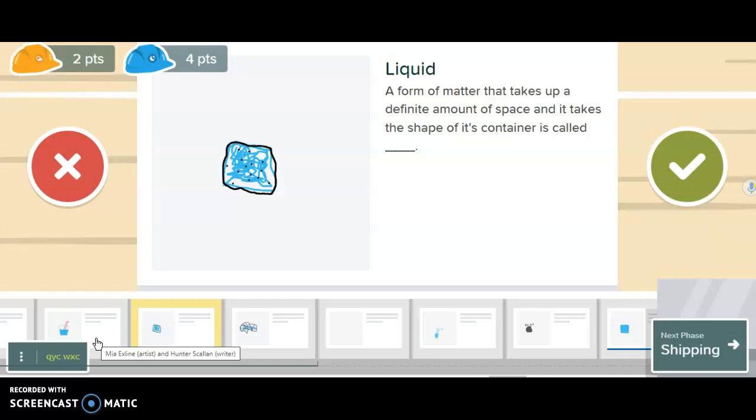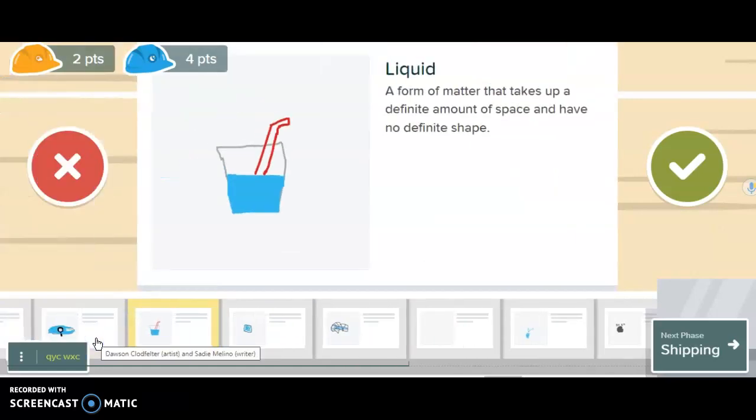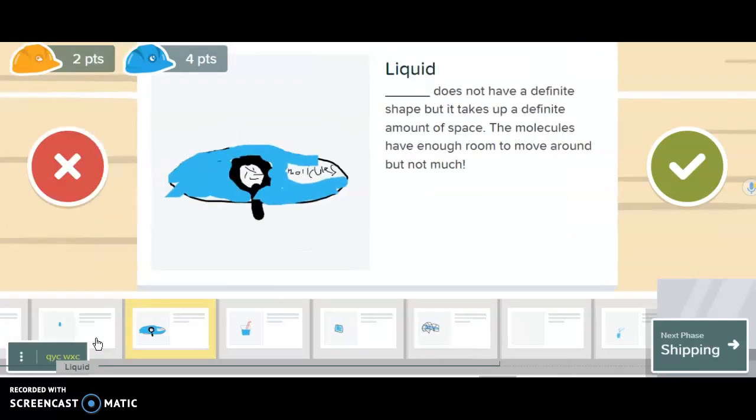Let's see if we got anybody in here. A form of matter that takes up a definite amount of space and has no definite shape. Who did this? I probably would have picked that one if you said it takes the shape of the container. Blank doesn't have a definite shape, takes up definite space. The molecules have enough room to move around, but not much. Who did that? Pretty good.